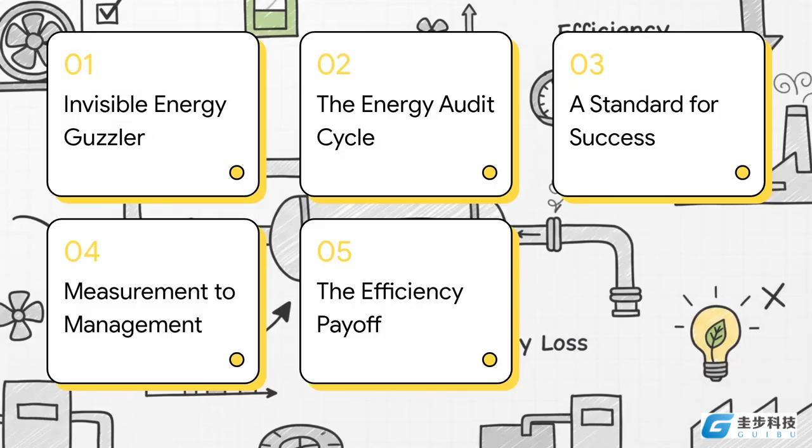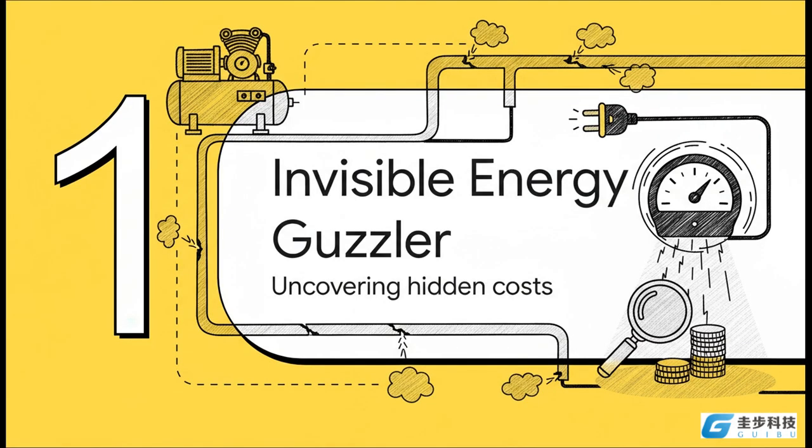All right, so here's how we're going to break this down. We're going to go on a little 5-step journey. First, we'll get a handle on this invisible energy guzzler. Then, we'll walk through what an energy audit cycle actually looks like. After that, we'll talk about the global standard for getting it right. Then we'll get into the cool tech that makes it all happen. And finally, the best part, the payoff. Okay, let's dive right into our first section, the invisible energy guzzler.